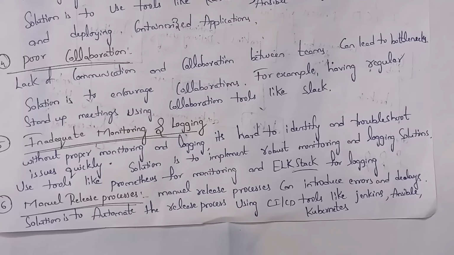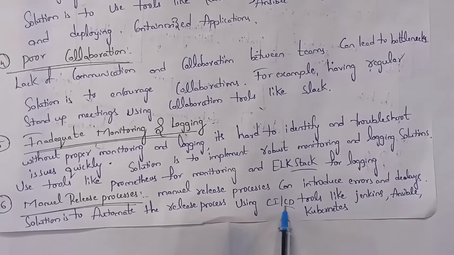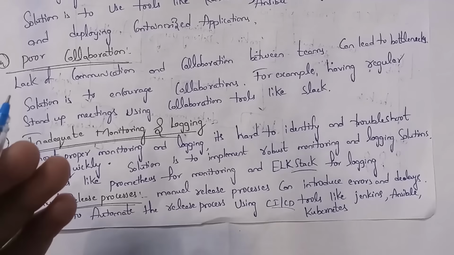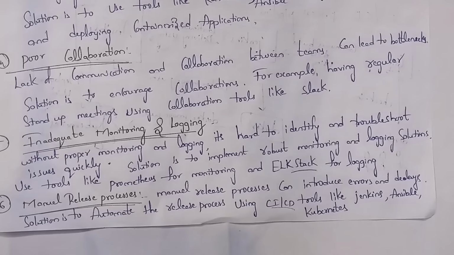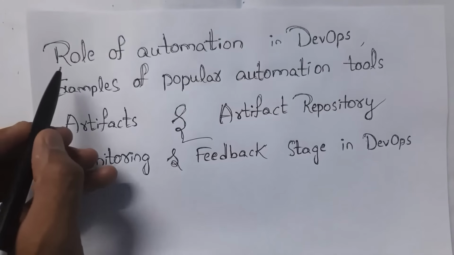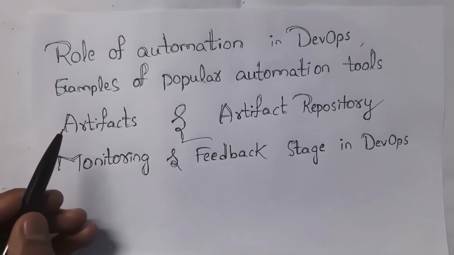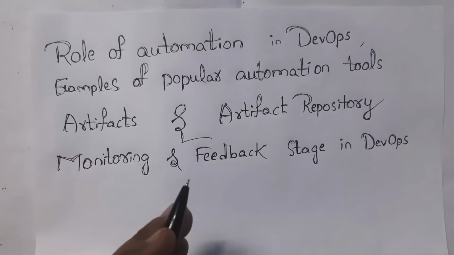Guys, if we release our application manually without using any automation tools, it will consume a lot of time and there is a high chance for errors. So in order to automate the release process, that is in order to perform continuous integration and continuous deployment, we need to use tools like Jenkins, Ansible, Kubernetes, etc. So that within a short period of time we can release our software, that too with no errors or very few errors. Next I will explain the role of automation in DevOps, examples of popular automation tools, what are artifacts and what is an artifact repository, and also I will explain the monitoring and feedback stage in DevOps.